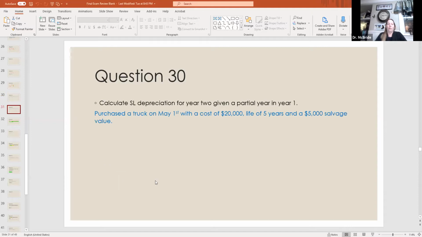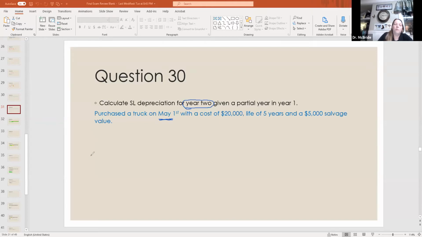Okay, depreciation. So straight line is simple because it's the same every single period. So that's what we're going to look at first. So calculate straight line depreciation for, and this is often, year two. Now with straight line, it doesn't matter because every year is the same, or at least every 12-month period is the same. Year one won't be the same because we bought it in May.